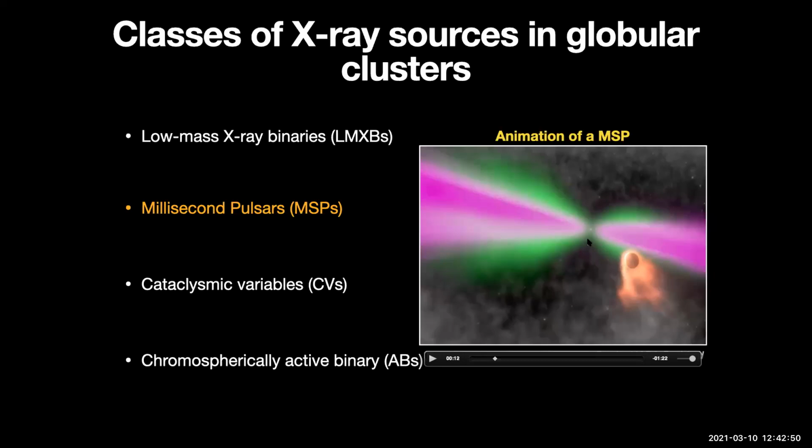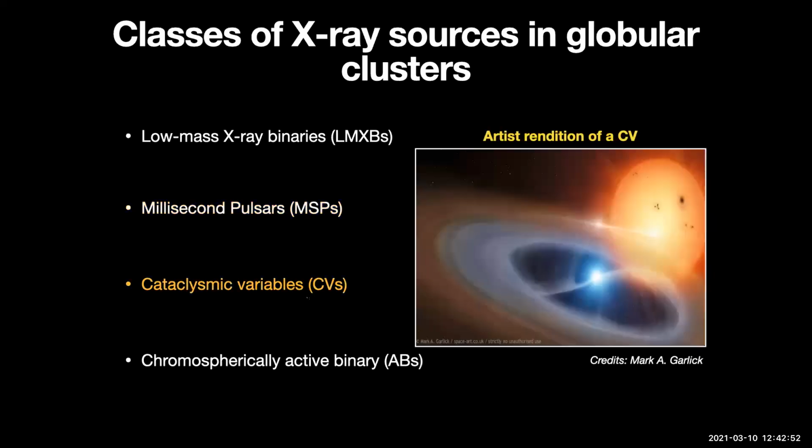Next we have cataclysmic variables, or CVs. Cataclysmic variables are accreting white dwarfs in orbit with low mass companions. And actually, CVs are among the most common X-ray sources in globular clusters. They are usually characterized by strong UV and soft X-ray emission from the white dwarf and optical emission from the companion star. Sometimes they have very strong variabilities that can be observed in the X-ray and also in the optical.